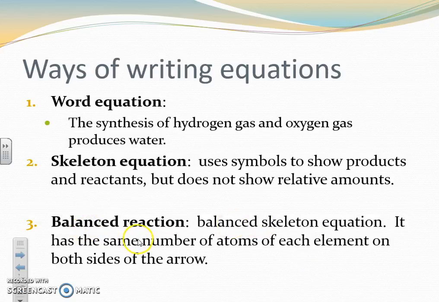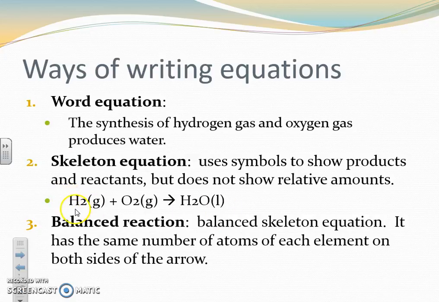So this is where you have the same number of atoms of each element. So if you have 2 carbons on one side, you better have 2 carbons on the other side of that arrow. So another example up here, word equation, hydrogen gas and oxygen gas react to form water. If we write that, okay, gas, we're being specific here. Water, we're going to assume it's liquid. It could be a gas. It doesn't really tell us up here.